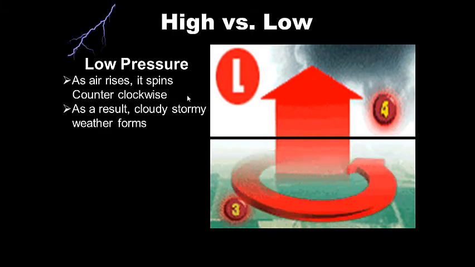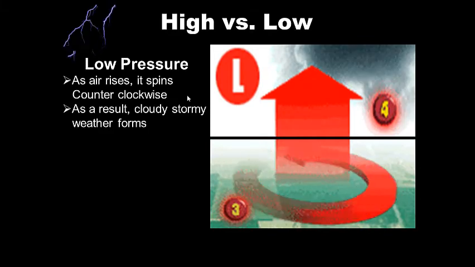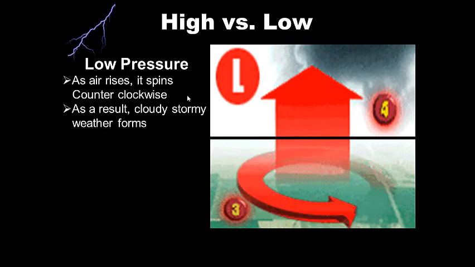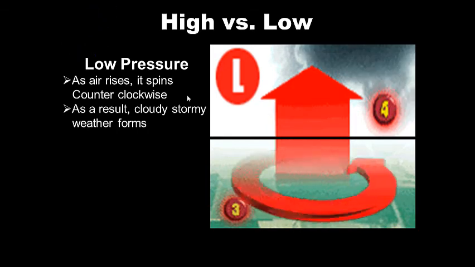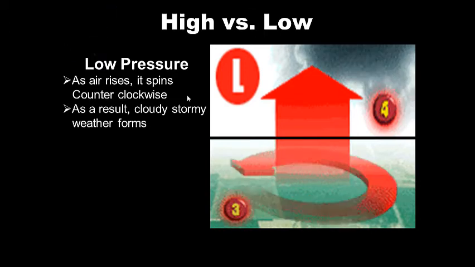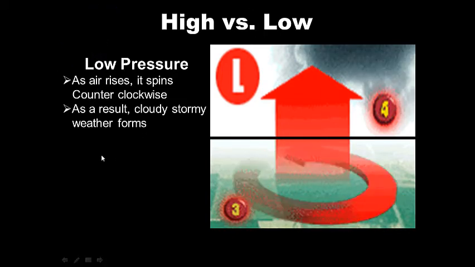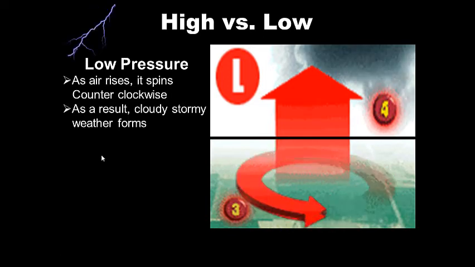So during low pressure, air is rising, and it spins. As it rises, it spins counterclockwise, creating cloudy, stormy weather. Think of a tornado here. A tornado is essentially an extreme low pressure system where air is rising like a funnel cloud. It's rising up, and it's spinning, you guessed it, counterclockwise. Same thing with a hurricane, any low pressure system. Typhoon, they all spin counterclockwise as air rises.